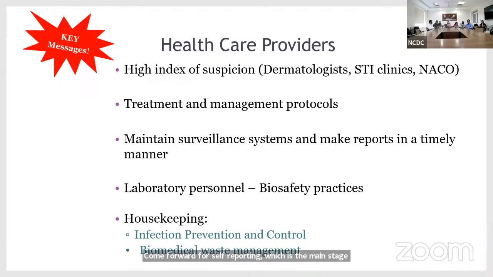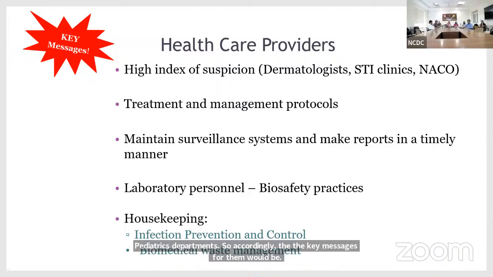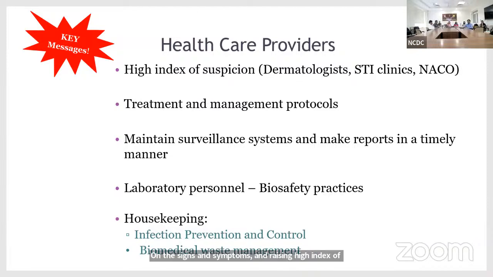So for the healthcare providers, Dr. Shubhangi already mentioned our surveillance strategy. Our healthcare providers need to be sensitized about keeping a high index of suspicion in particular cases, and the healthcare providers who should have this are dermatologists, the STI clinics, NACO centers, ICTCs, VCTCs, and also the medicine and pediatrics departments. Accordingly, the key messages for them would be on the signs and symptoms and raising a high index of suspicion, the treatment and management protocols, which have also been released by AIIMS recently, and maintaining the surveillance systems and reports in a timely manner.